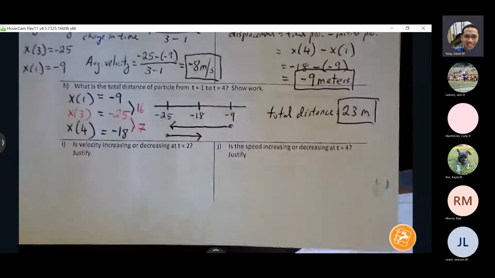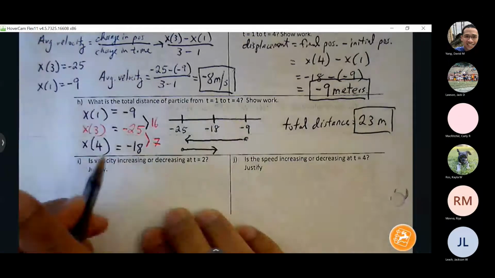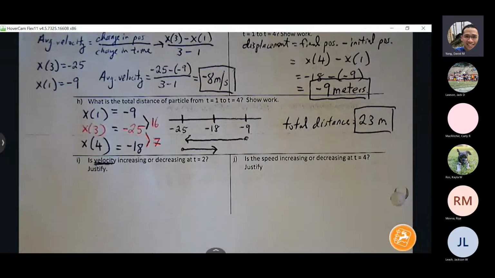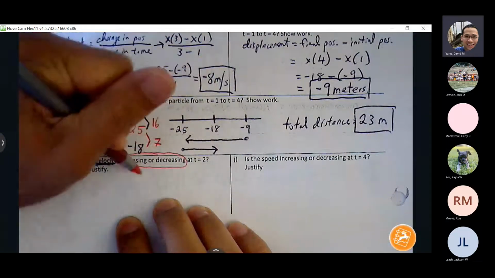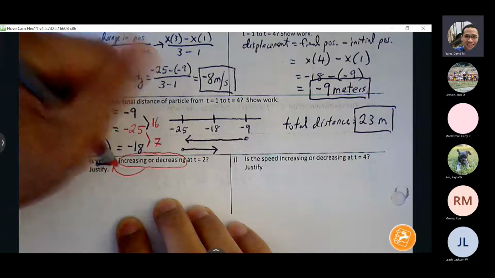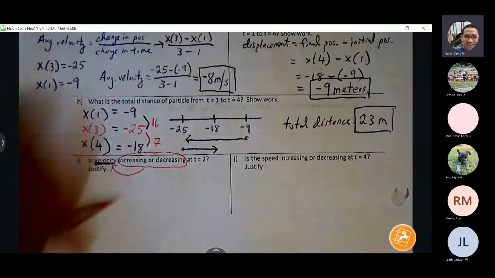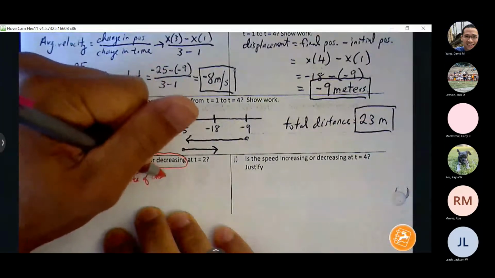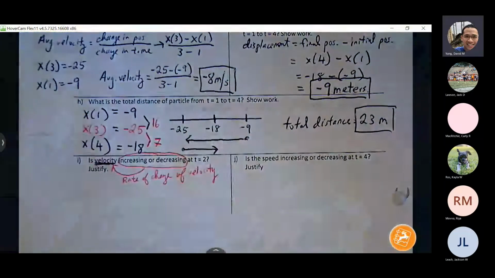Okay. Finally, last two here. Is velocity increasing or decreasing? So this word sometimes trips students up here. Do we look at the velocity function? No, we look at just acceleration, because this increase or decrease is not talking about velocity, it's talking about the rate of change of velocity, which is simply just acceleration. So we only care about acceleration.